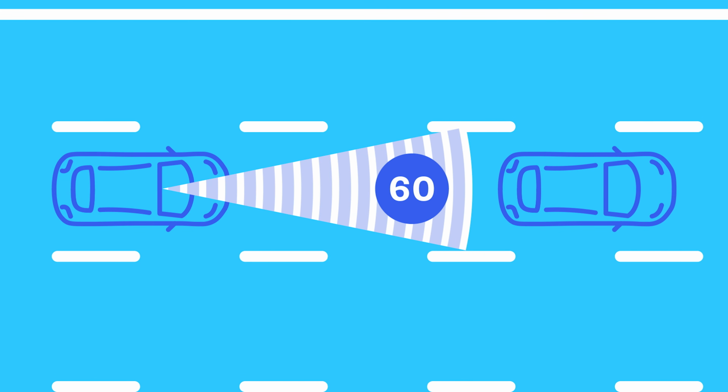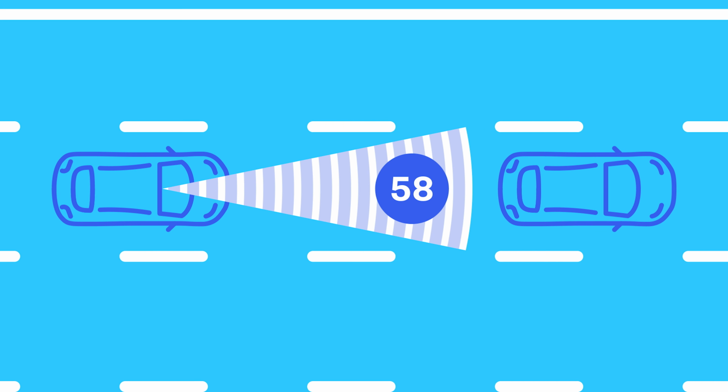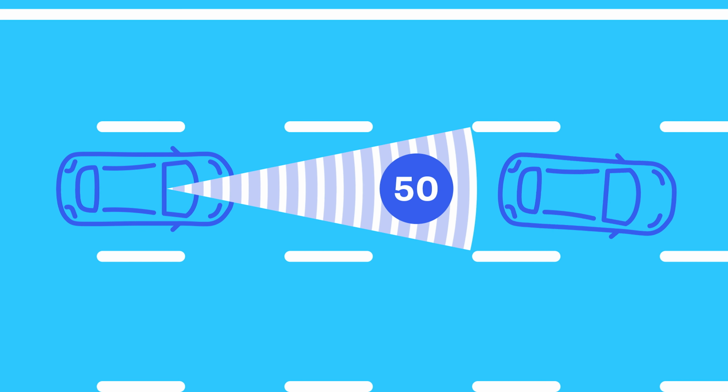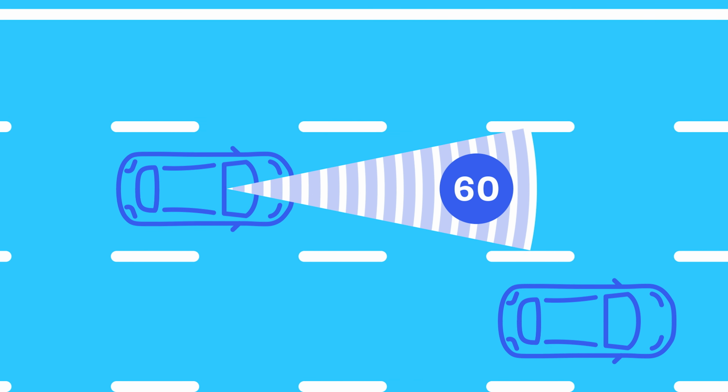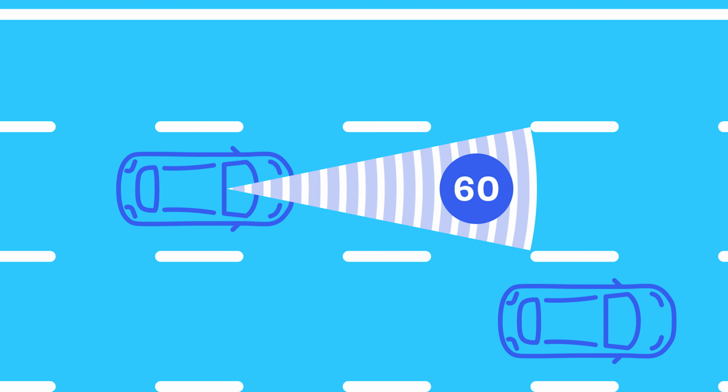Sensors in your car measure vehicle distance. If the car in front slows down, so will you. And if the car in front leaves the lane, your own car will automatically re-accelerate to your set speed.